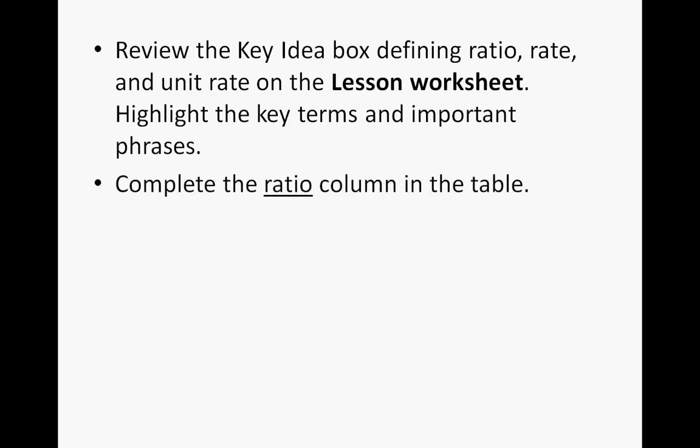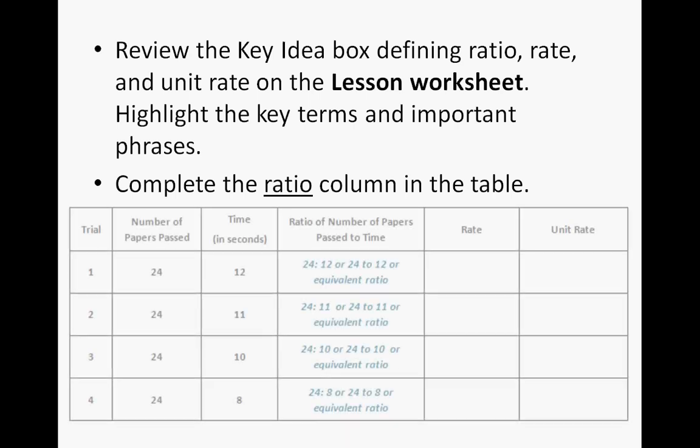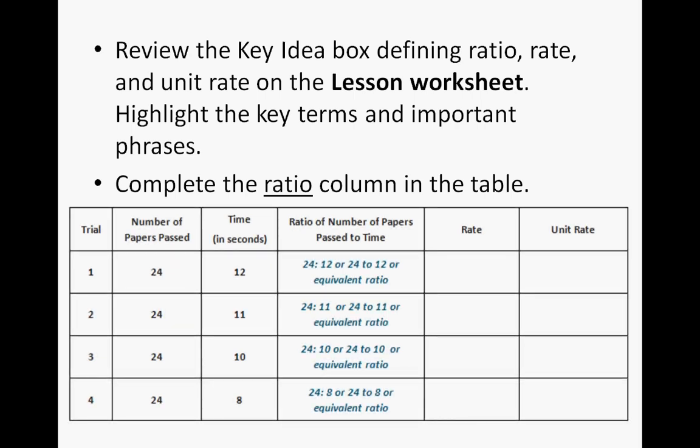All right, the next thing I'd like you to do is to complete the ratio column in the table on your lesson worksheet. So how are we going to write these as ratios? And again, this is just an example. If you already have data from the number of papers passed and the time in seconds, then go ahead and write the ratio. It should look like this. But if you don't have any data, then you can also use the information in this table to fill out your table on the lesson worksheet. When you are done with that, go ahead and continue the video.